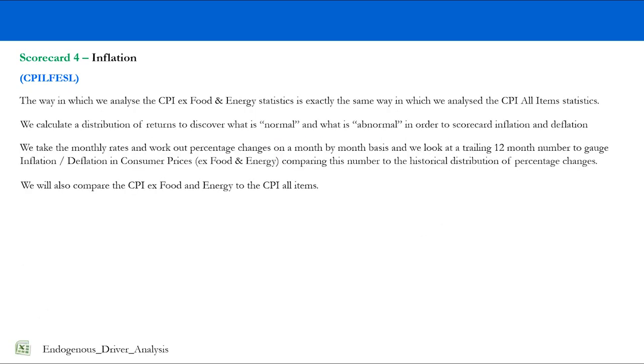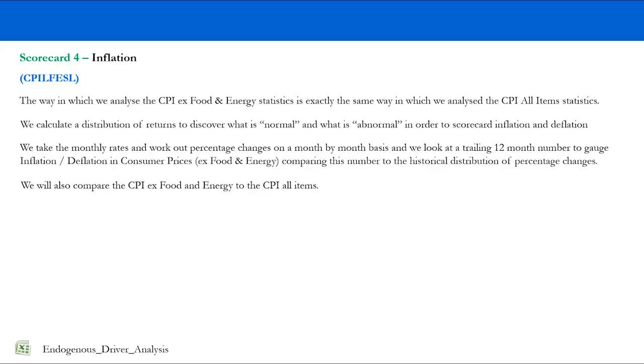The way in which we analyze the CPI ex food and energy stats is exactly the same way in which we analyze the CPI all items stats. We calculate a distribution of returns to discover what is normal and what is abnormal in order to scorecard inflation and deflation on our scale. We take the monthly rates and work out percentage changes on a month-by-month basis, and we look at a trailing 12-month number to gauge inflation or deflation in the consumer prices ex food and energy, comparing the number to the historical distribution of percentage changes.